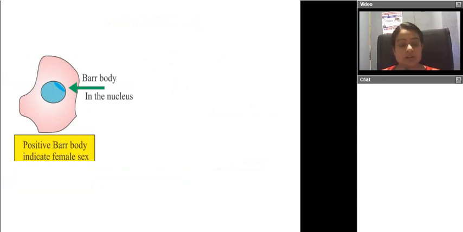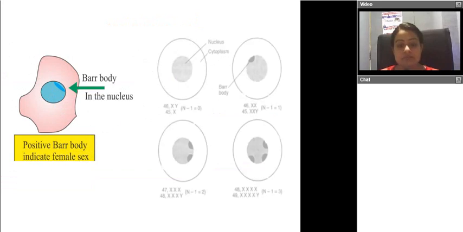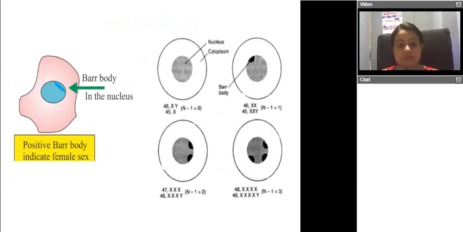This is the Barr body present inside the nucleus. A positive Barr body indicates female sex. Can we see very clearly the presence of a Barr body inside the nucleus?